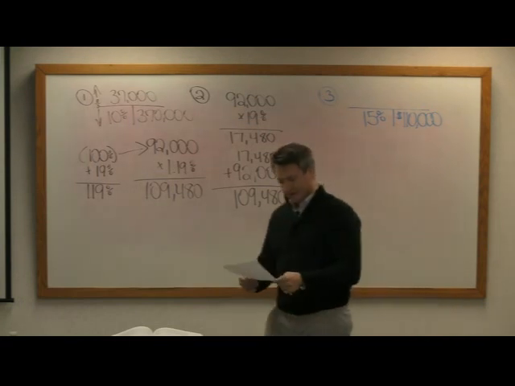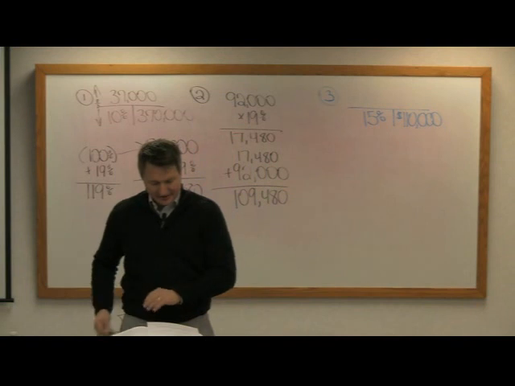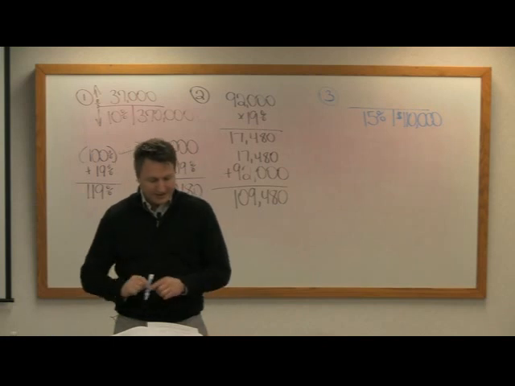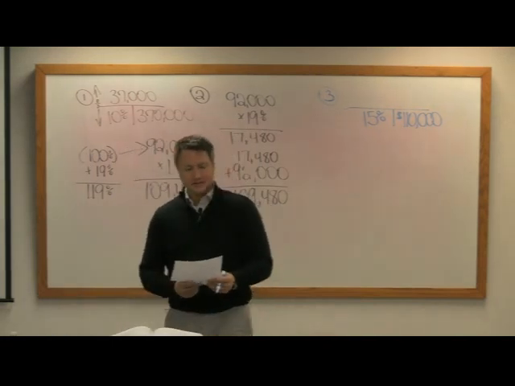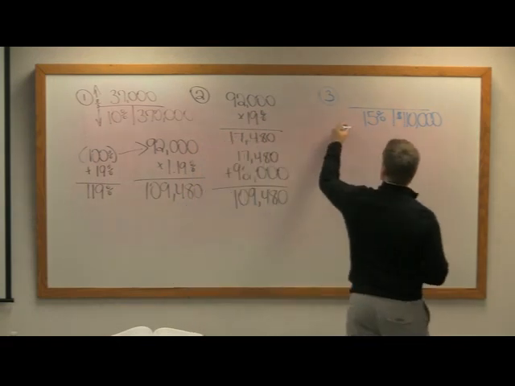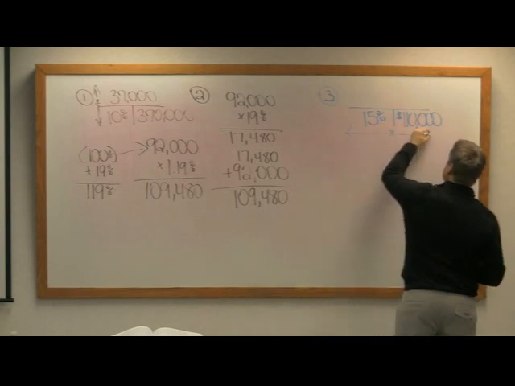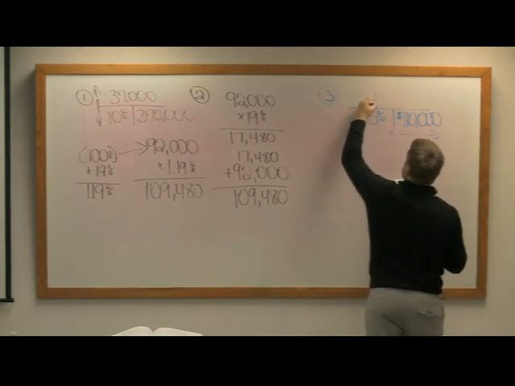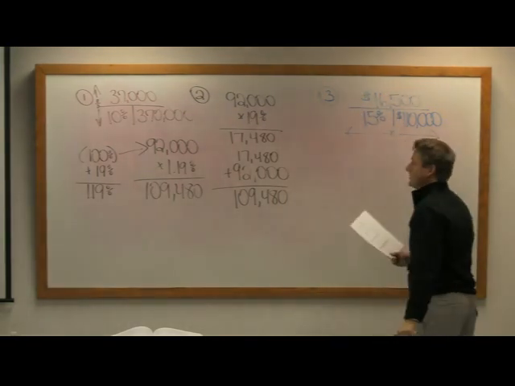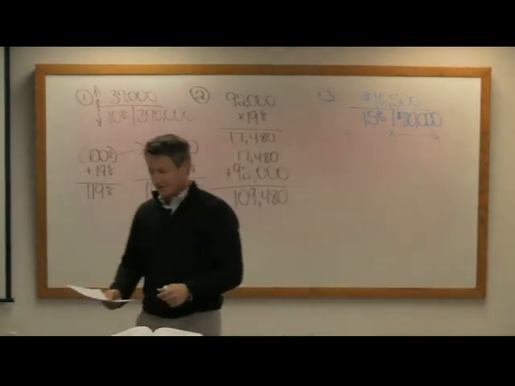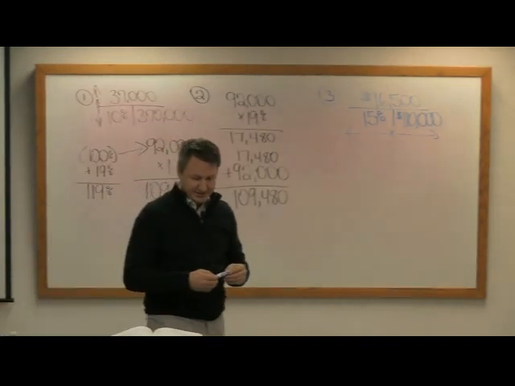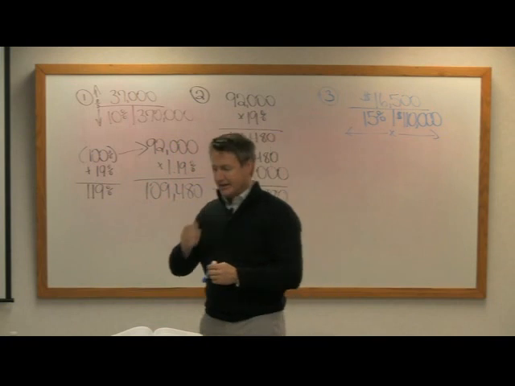How about number 3? A woman owns a building valued at $100,000. She wants a 15% return on the investment. What net annual income must be generated to meet this? $16,500. So we have our 15% on the bottom. We're going across, so we multiply. And we get $16,500.